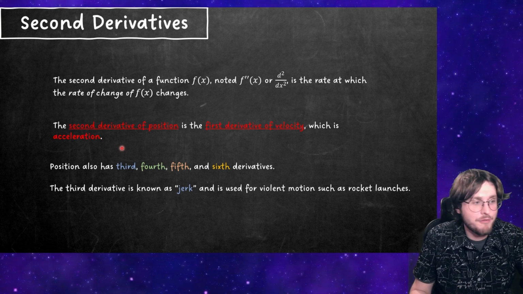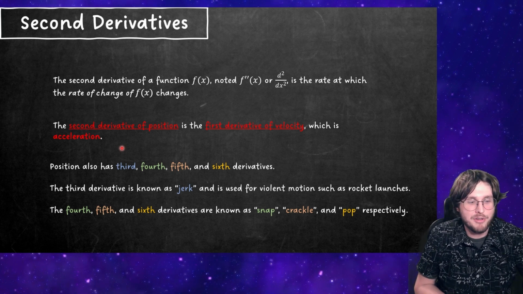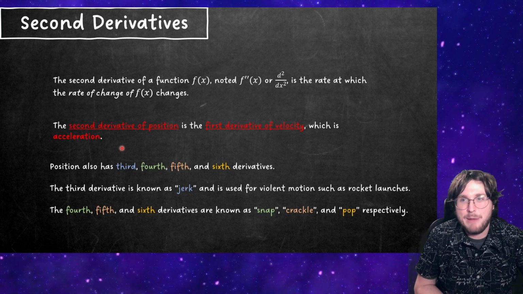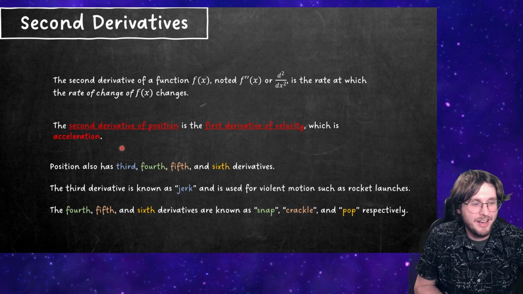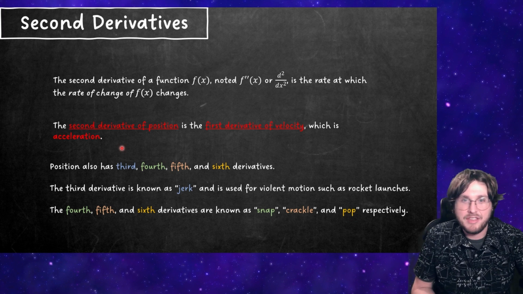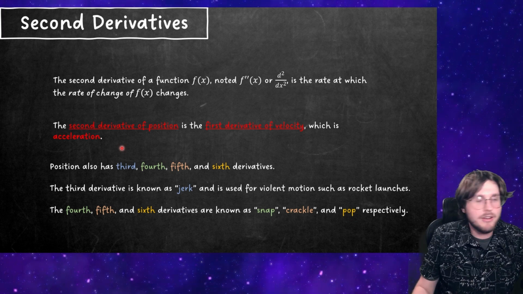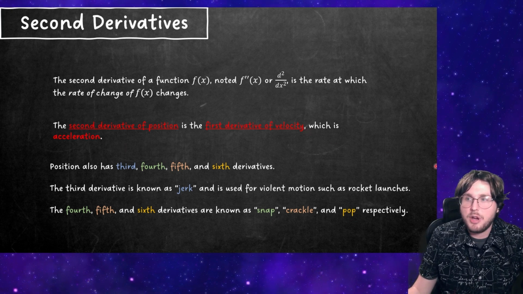And my favorites, the fourth, fifth, and sixth derivatives of position, are known as snap, crackle, and pop, respectively. These were published in a paper largely as a joke, but snap has been used before, and it has another name, jounce, that I think is used more often for that. You can find the Wikipedia page on them if you like. All right, so with second derivatives, let's do a couple of examples.